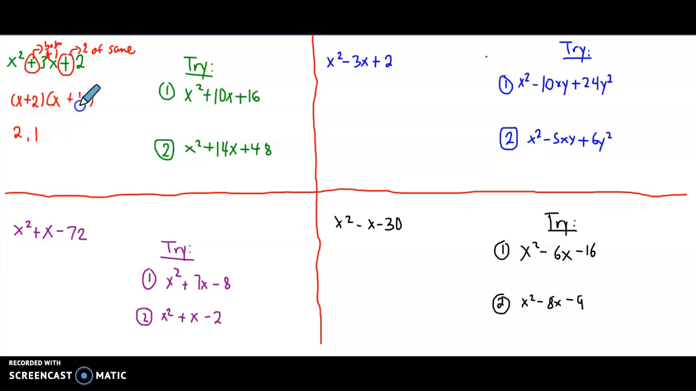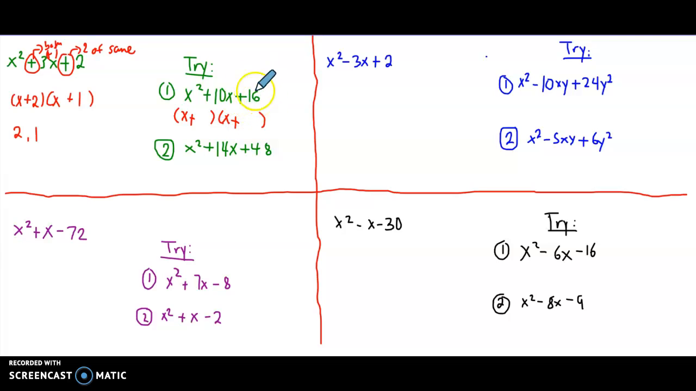Now, to verify that you're correct, you can do FOIL, and you're going to get the trinomial that you started with. So that is case 1 when they're both the same and they're both positives. Let's go ahead and take care of these extra examples. So I'm going to set up my parentheses. Both the same, both positives.